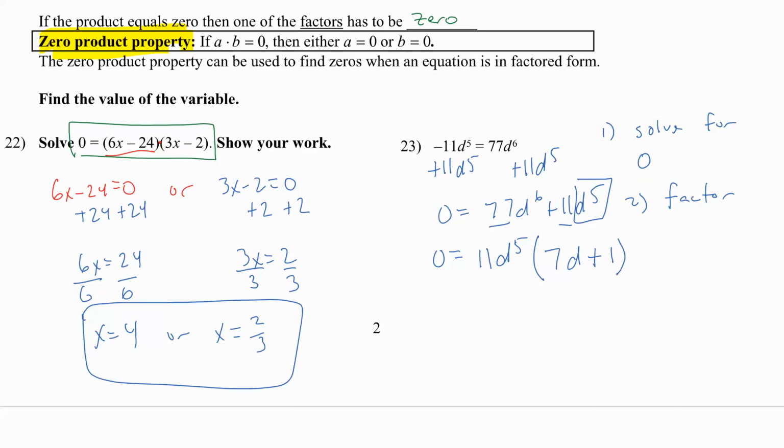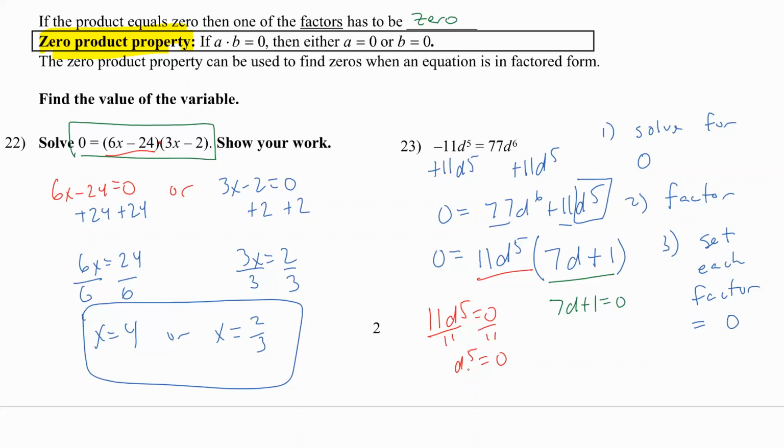Okay, and once we have that, step 3, again, this is just like number 22, set each factor equal to 0. So here's one factor, 11d to the 5th equals 0, and then the other factor, 7d plus 1 equals 0, and we'll solve both of those. The first one, I guess you can divide by 11, but it should make sense. The answer is just 0. So what times itself 5 times will get us 0? d has to be 0. And on this one, that's a simple linear one, and then divide by 7, and there's our two answers there.